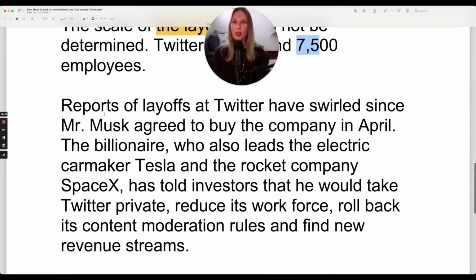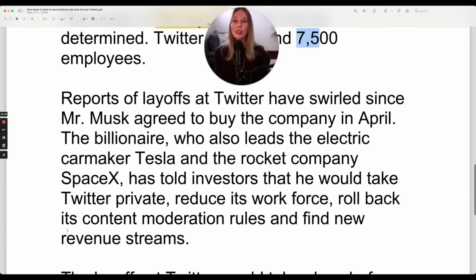Let's move on. Reports of layoffs at Twitter have swirled since Mr. Musk agreed to buy the company in April. The billionaire, who also leads the electric car maker Tesla and the rocket company SpaceX, has told investors that he would take Twitter private, reduce its workforce, roll back its content moderation rules, and find new revenue streams.